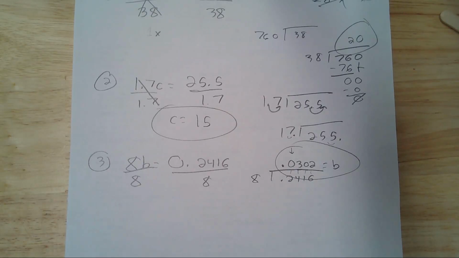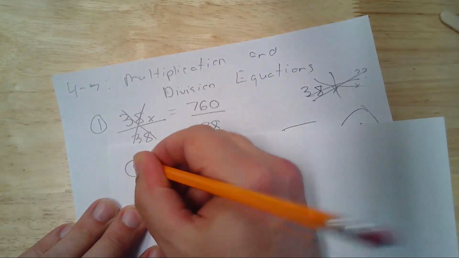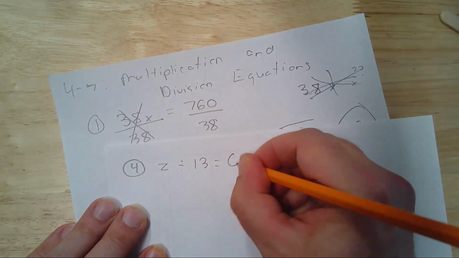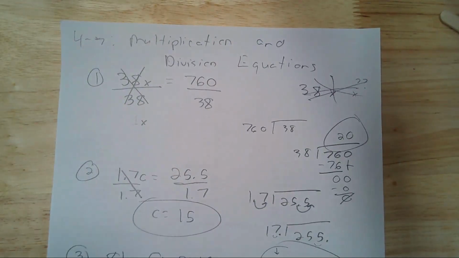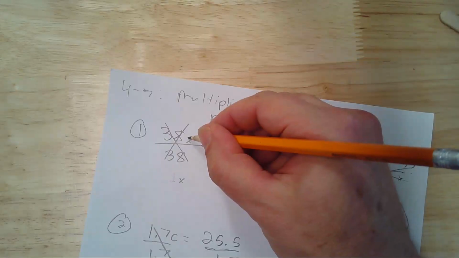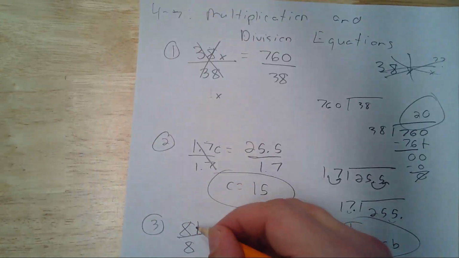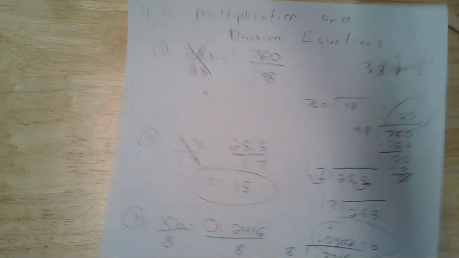Okay. So let's look at number 4. It says Z divided by 13 equals 650. These first three were multiplying equations. We solved all three of them using division. We undid some sort of multiplication. I undid multiplying times 38. I undid multiplying by 1 7/10. I undid multiplying by 8 by dividing each of those numbers.